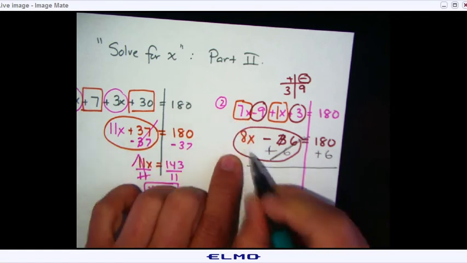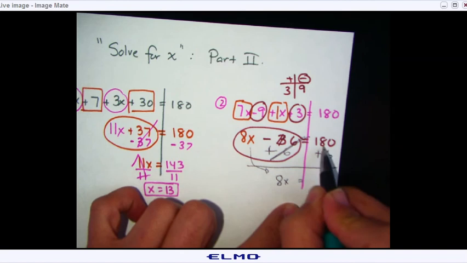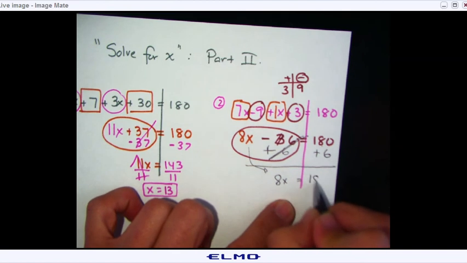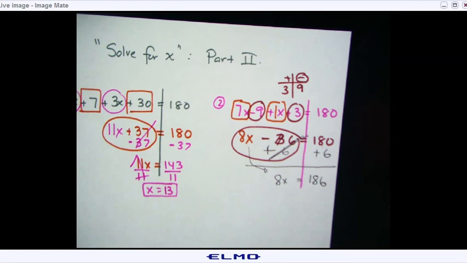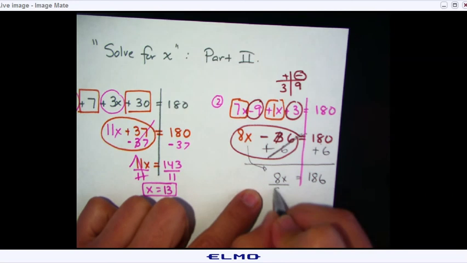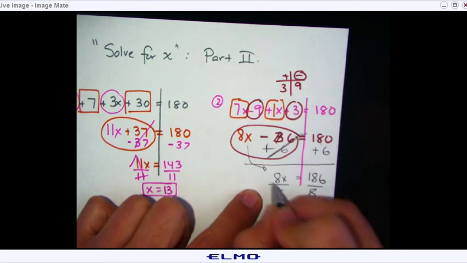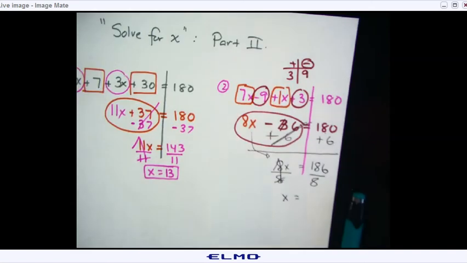So that brings down the 8x equals 180 plus 6 is 186. Now, remember, when they're together, divide by 8, not -8, 8. So 8 and 8, and that gives me my 1x, and 186 divided by 8. Let's check it out. What do we get? 186 divided by 8.